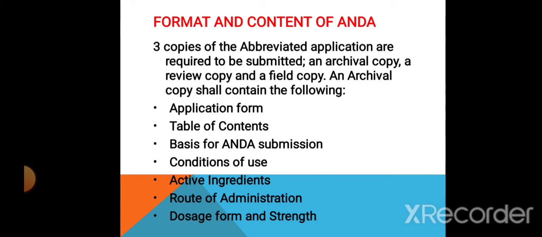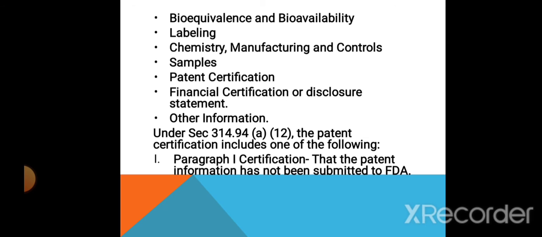table of contents, basis for ANDA submission, conditions for use, active ingredients, route of administration, dosage form and strength, bioequivalence and bioavailability, labeling, chemistry, manufacturing and control samples, patent certification, financial certification or disclosure statement, and other information. The form which is filled comes under the section of 314.94 A12.